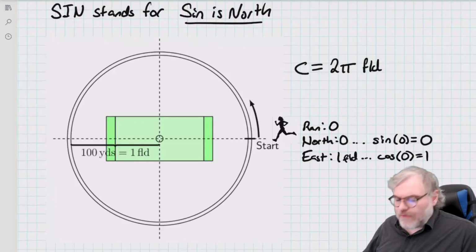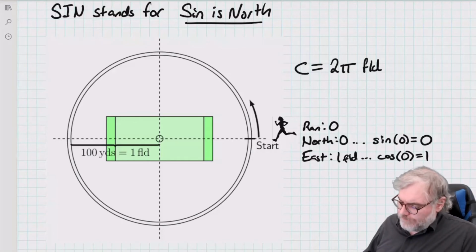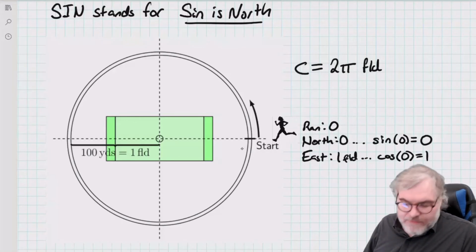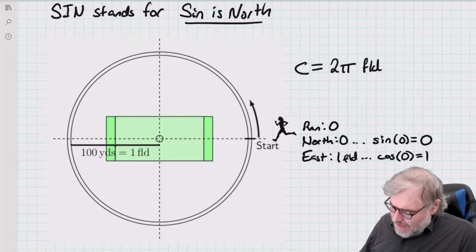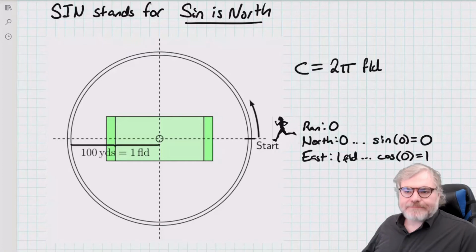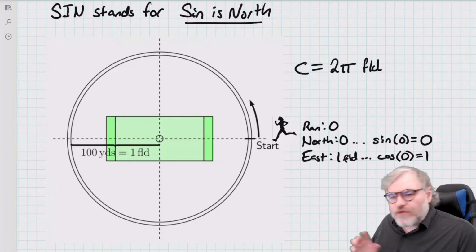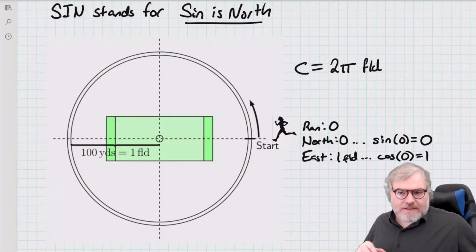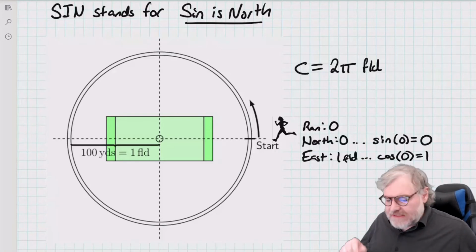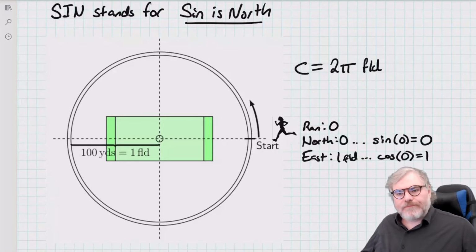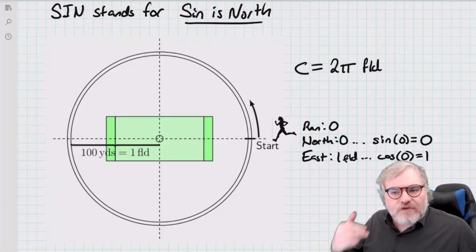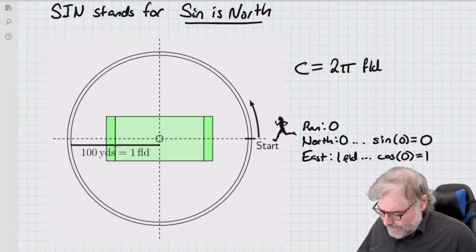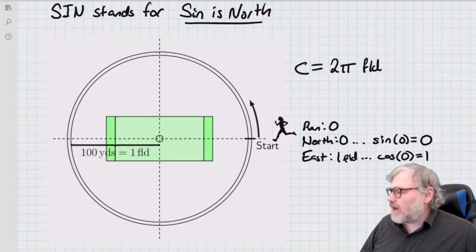Okay? So, when we've run 0, our northiness is 0. We're not any north. And our eastiness is 1. Okay, so forget all this stuff about, oh, the y value is sine. No, sine is north. Not the y value, not the x value. Sine is north.